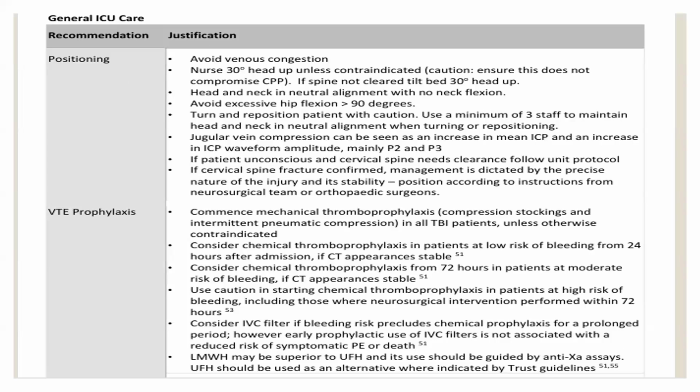Regarding positioning, avoid venous congestion. There should be head up to 30 degrees. Head and neck should be in the neutral position. Turn and reposition the patient with caution. Jugular vein compression can be seen as an increase in mean ICP, then an increase in ICP waveform amplitude, mainly P2 and P3. If the patient is unconscious and the cervical spine needs clearance, follow unit protocol.